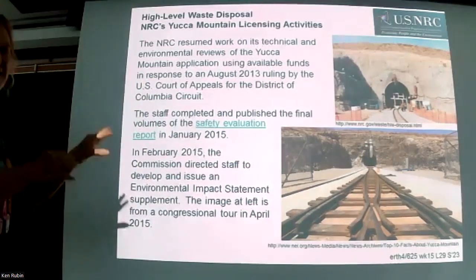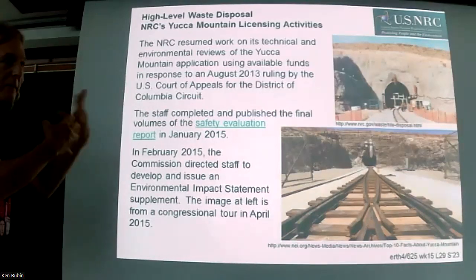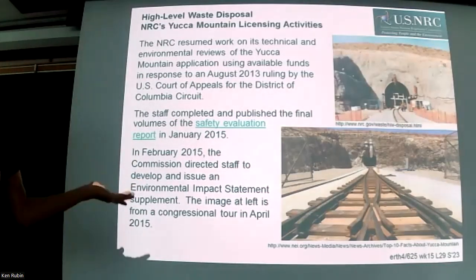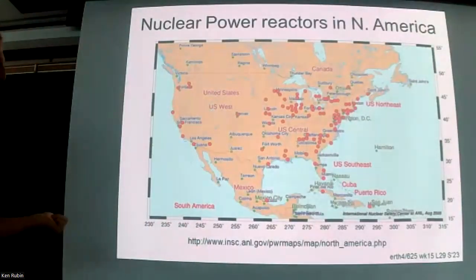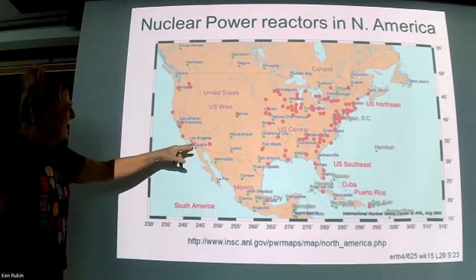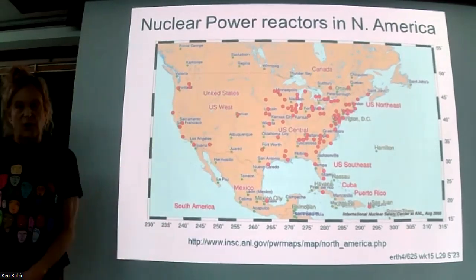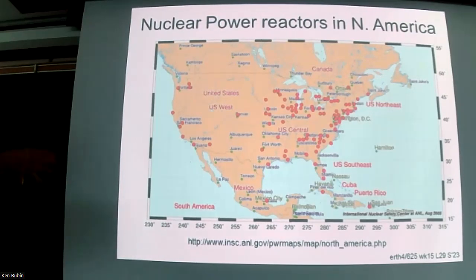So the problem is that this is the waste repository plan for the United States. And in the meantime, the waste is just building up everywhere. So this is a map of nuclear power plants in North America. Some of these, it doesn't distinguish between whether they're active or inactive. Like now all power plants in California are inactive. They're still there. And because there's no waste repository, they're storing waste on site.